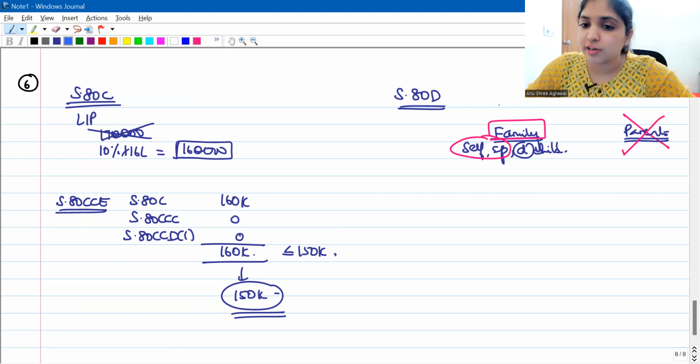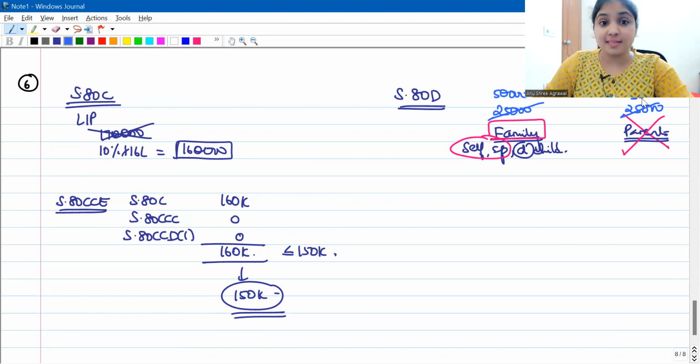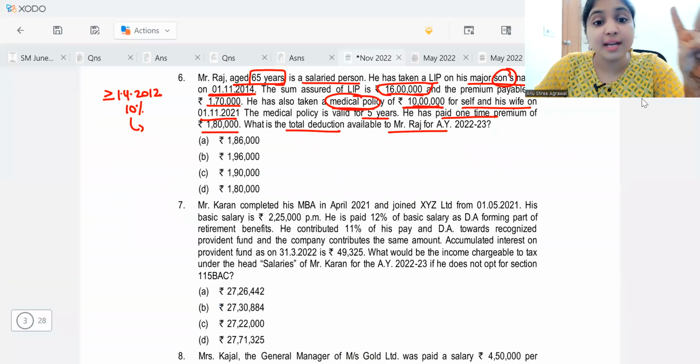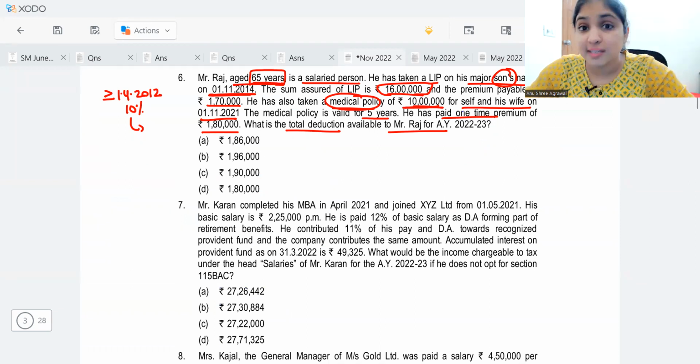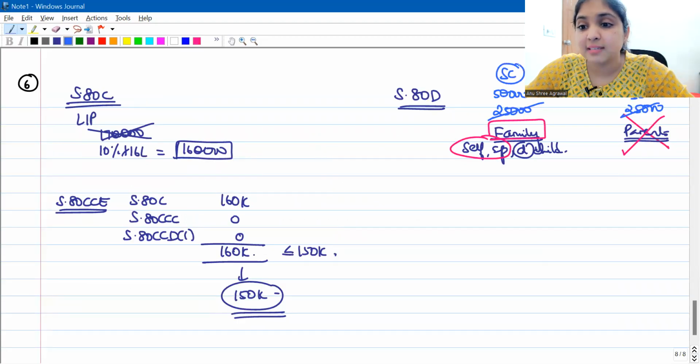Now, what is the limit? The limit is generally 25,000 in each category. But if my assessee is a senior citizen, then the limit becomes 50,000 per category. Is my assessee a senior citizen? He is an individual. He is at least 60 years. Let's assume he is a resident. So yes, he is a senior citizen. Hence, the limit applicable will be 50,000.